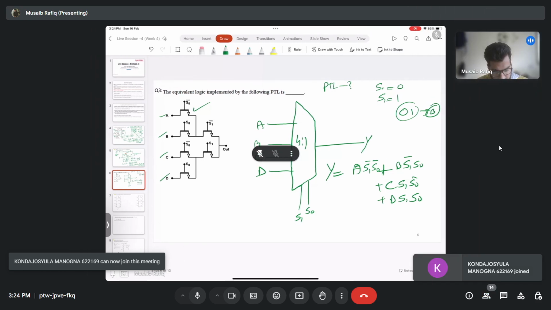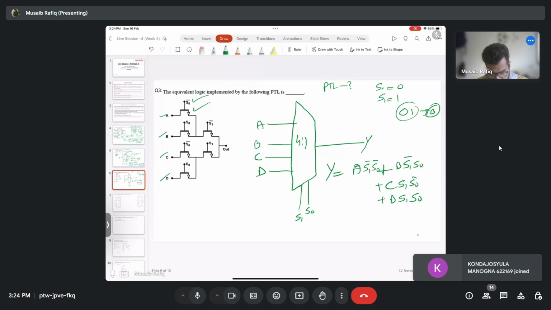Yeah. So S0 is 0. That means this transistor is on because input is high for this NMOS. Okay. So S0 is 0, this is on. S1 is 1, so this will be off. Okay. So it selects C. So that means we need to change this one accordingly.